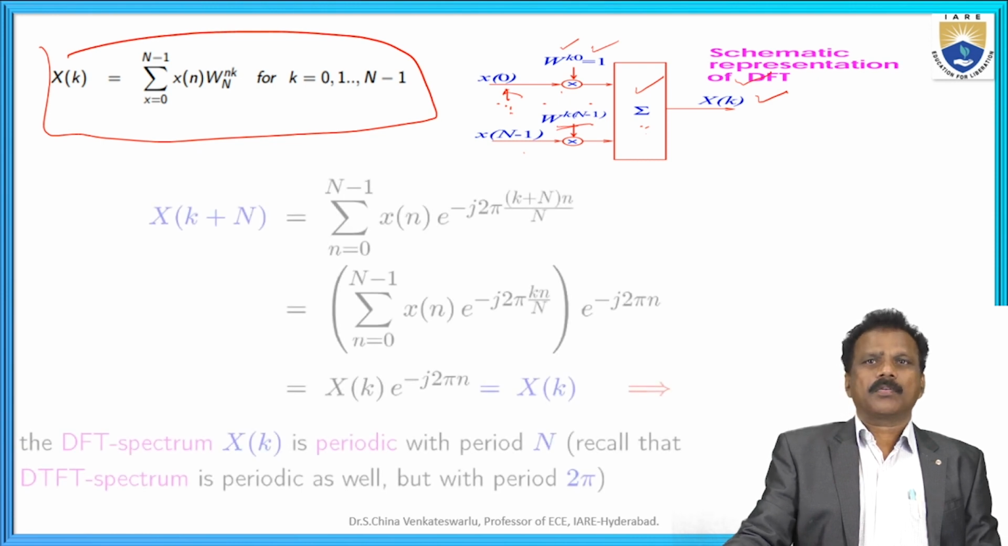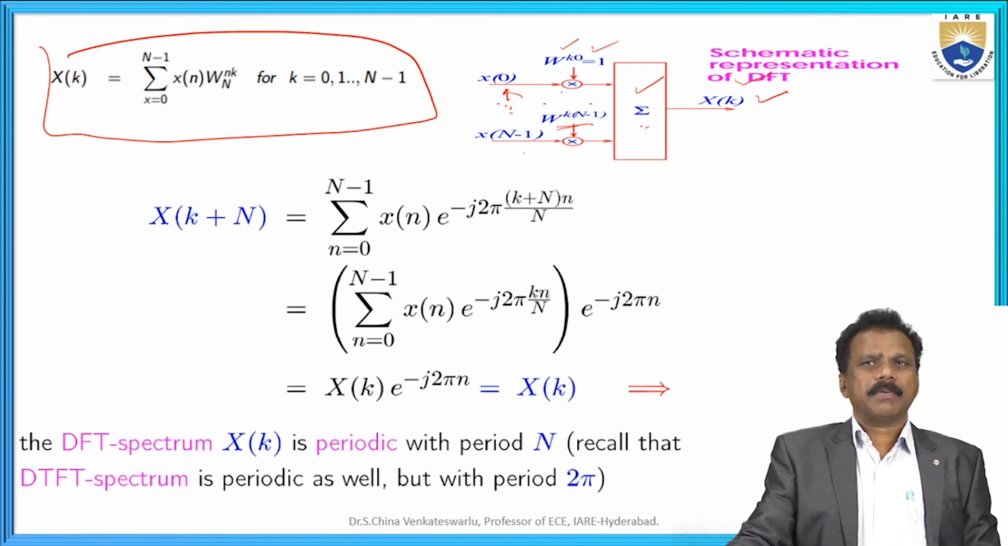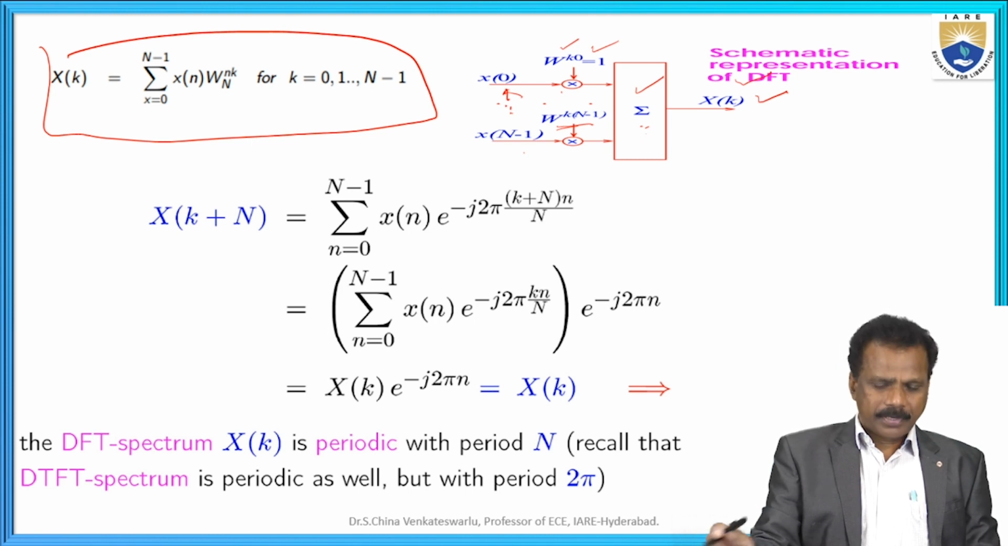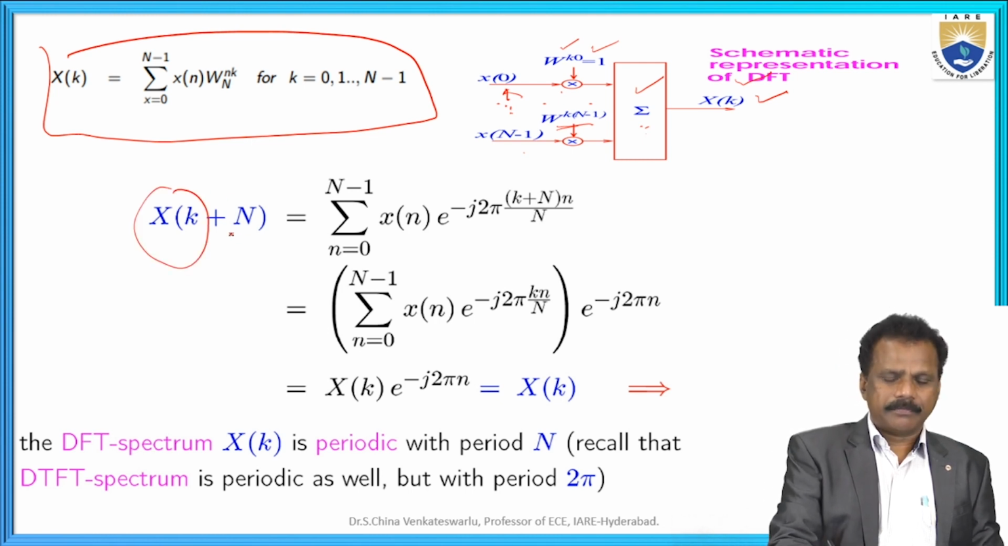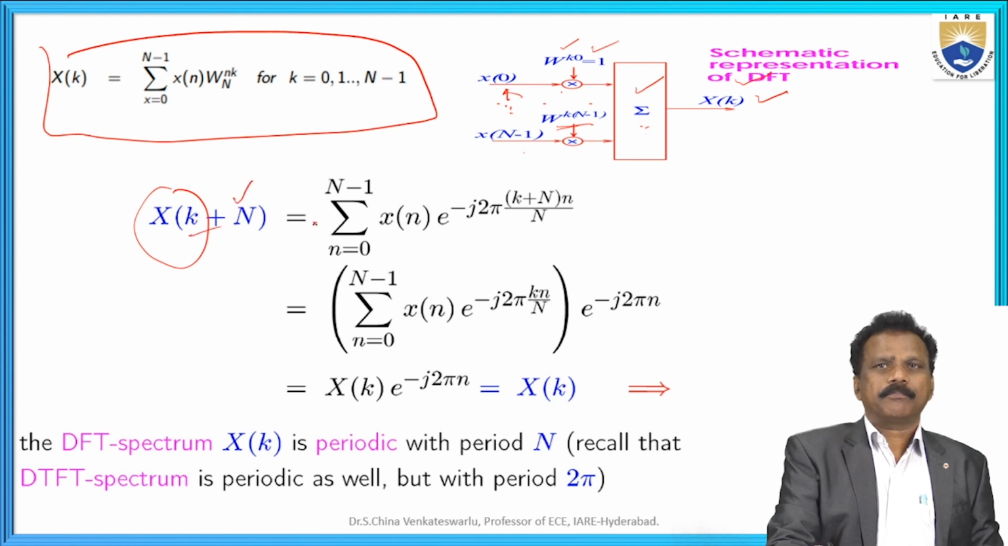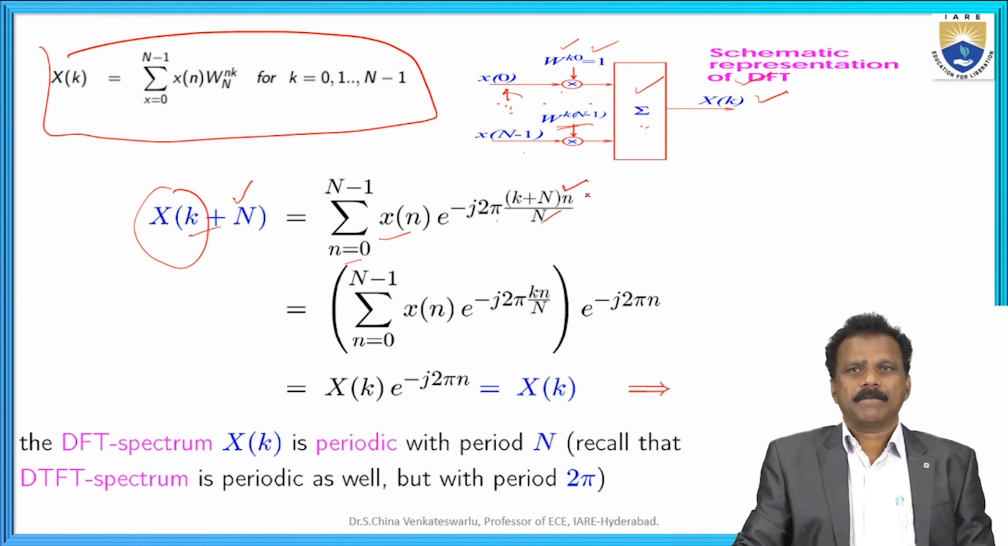Now with the help of this, X(k+N). We know X(k), but here we add X(k+N): the summation n equals 0 to N minus 1 of x(n) into e^(-j2π(k+N)n/N), like this.